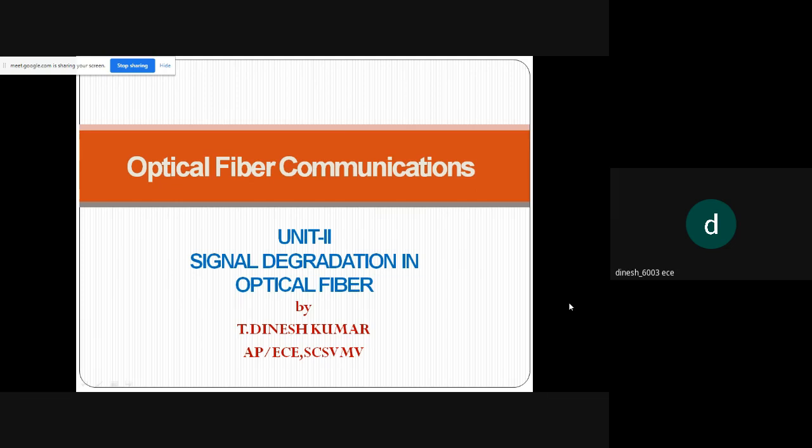So some part of your signal is being absorbed or reflected or refracted along the optical cable length. The length may vary. As distance increases, the signal degradation also increases. Degradation is that loss of information or loss of signals.